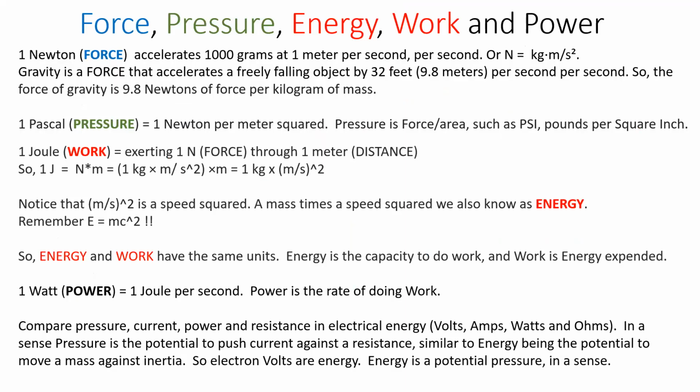So now we have force, we have pressure, we've talked about energy. Now we talk about work and power. So let's jump down to watt, power. We're familiar with a 100-watt light bulb. Essentially that's the power that's being used in that light bulb. So power is a rate of doing work. It's the expenditure of energy per unit time.